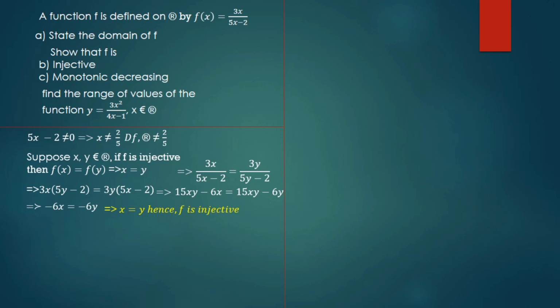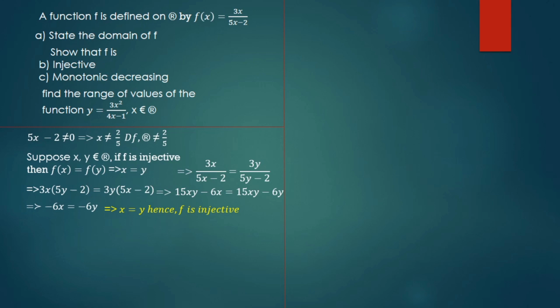Now guys, keep in mind that if f is monotonic decreasing, that therefore means that f prime of x should be less than 0. Keep in mind this condition is so important. If it's monotonic increasing, it means f prime of x should be greater than 0. Now, f prime of x is simply the first derivative of f with respect to x, and f of x in this case is the quotient of two functions, namely 3x on 5x minus 2.